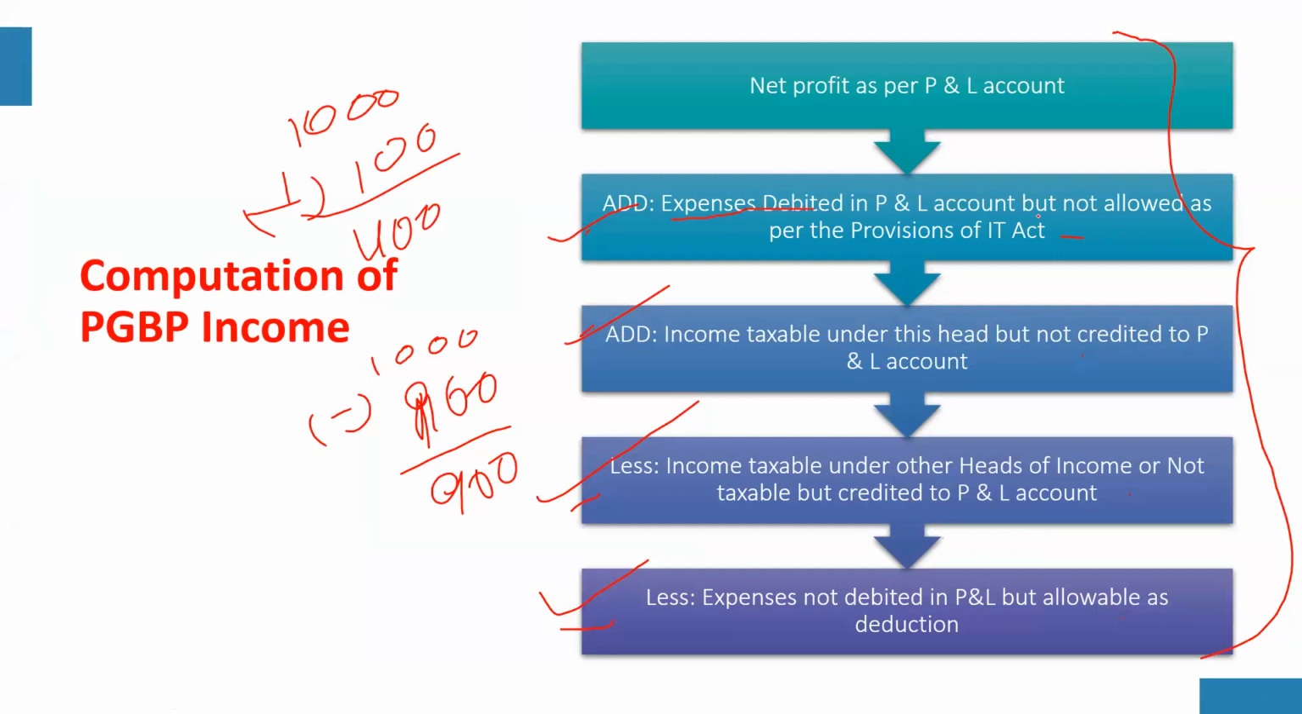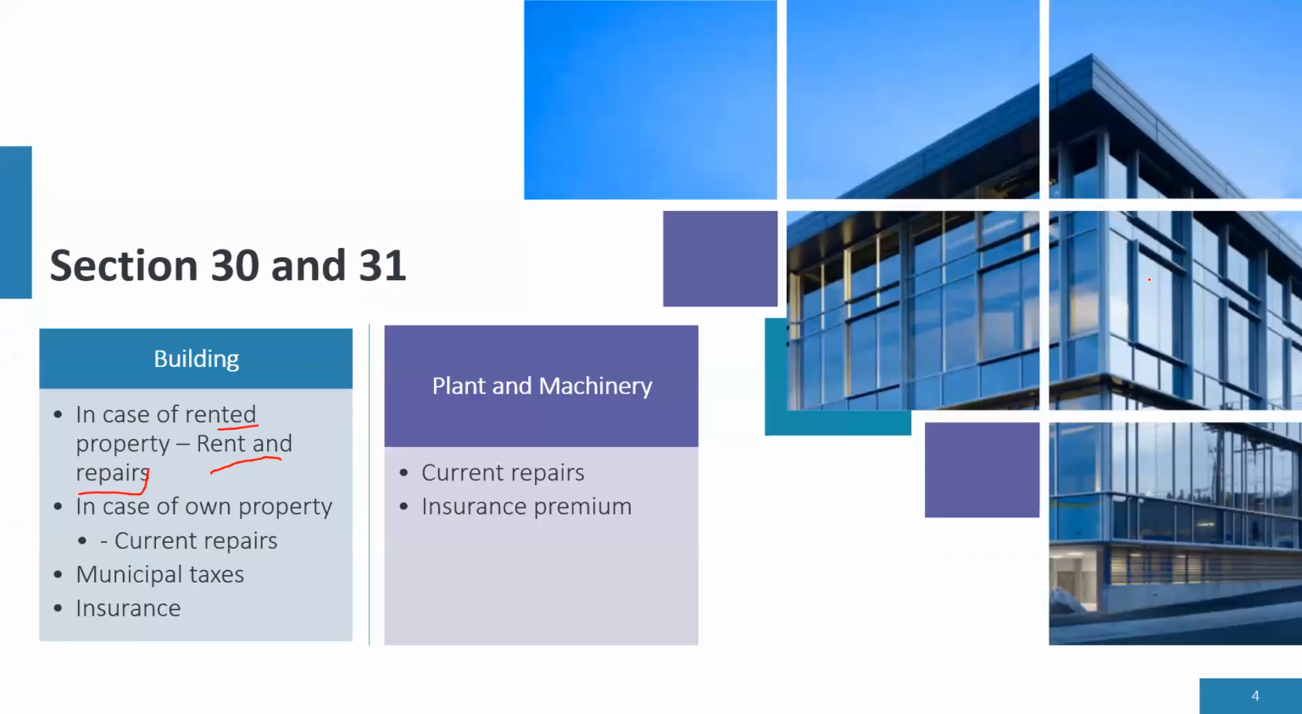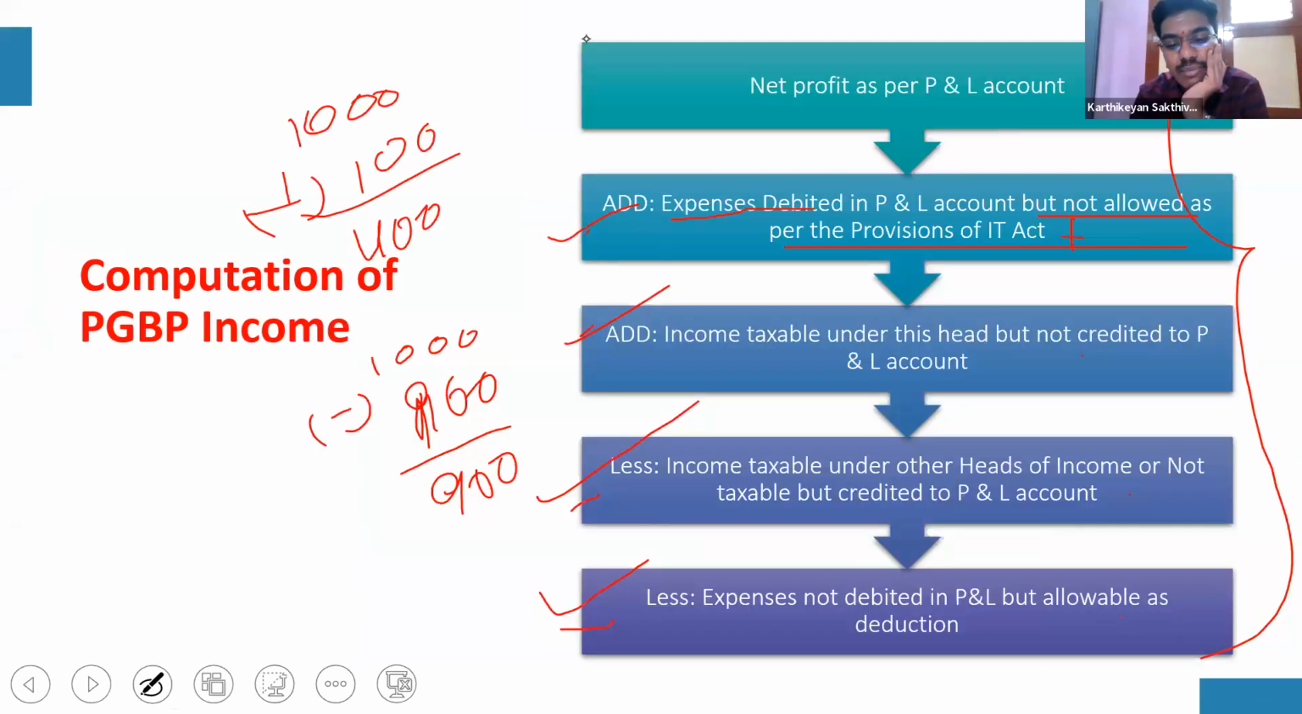But there is a point here: it should be not allowed as per provisions of income tax. Is this expense, rent and repairs, allowed or not allowed? It is allowed. Then why should it be added? Why should it be added then? It should be less. If it is less, which of these buckets should it come in?